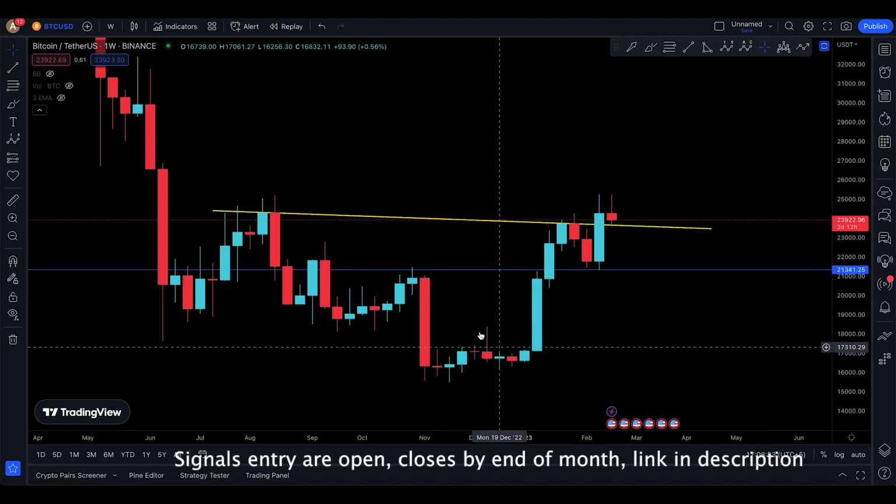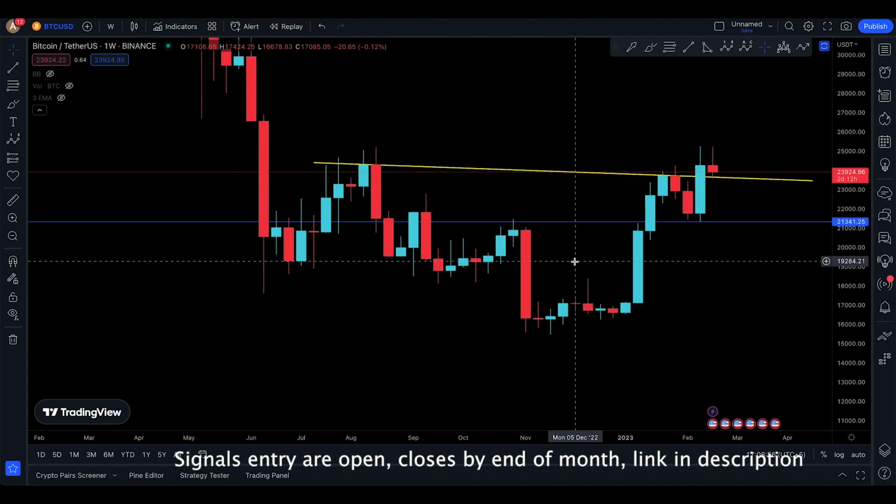And let's also talk about the weekly. I don't think there's anything important going on in the smaller time frames at the moment.